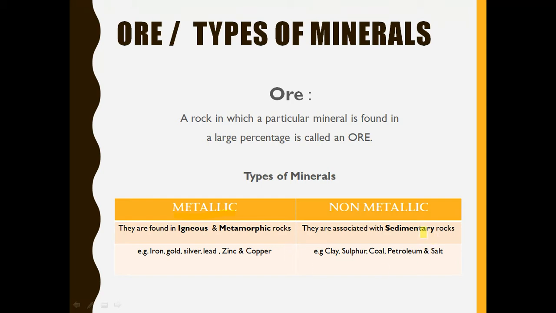Now, non-metallic minerals do not have a shine like metal, and they are normally associated with the sedimentary rocks. Now, what are examples of non-metallic? Clay, sulfur, coal, petroleum, and salt. So, is that clear to you? Metallic minerals have a metallic finish. They are found in igneous and metamorphic rocks. Examples are gold, silver, lead, zinc, and copper. Non-metallic do not have that luster, shine like a metal, and they are normally associated with the sedimentary rocks. Examples: clay, sulfur, coal, petroleum, and salt.